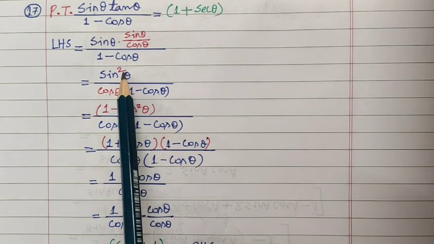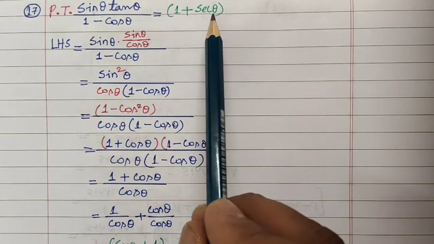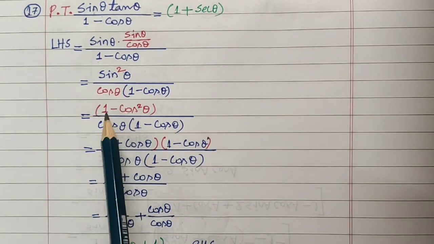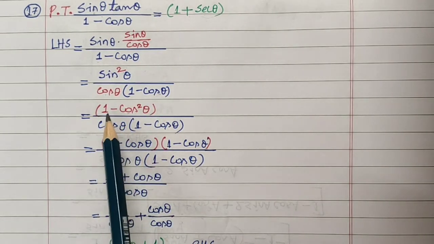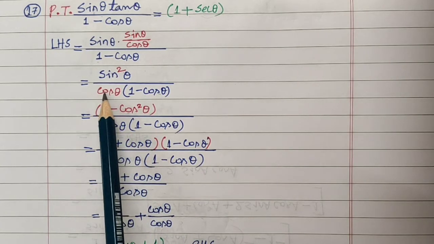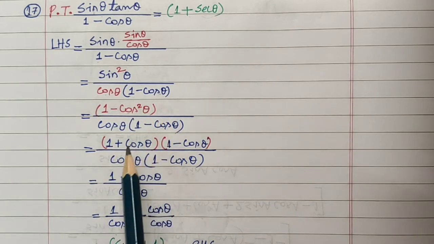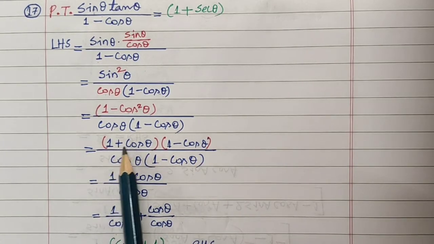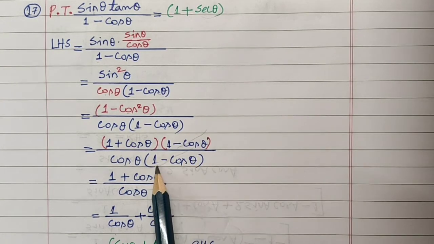Once we have the sin square theta, don't think too much about this. Then change this into cos, because we want cos on the right hand side so that we can convert into secant. Sin square theta can be written as 1 minus cos square theta. As soon as you see that, this is in the form of a square minus b square. This can be written as a plus b into a minus b. This numerator can be written as 1 plus cos theta into 1 minus cos theta. One part here and one part there will get cancelled.